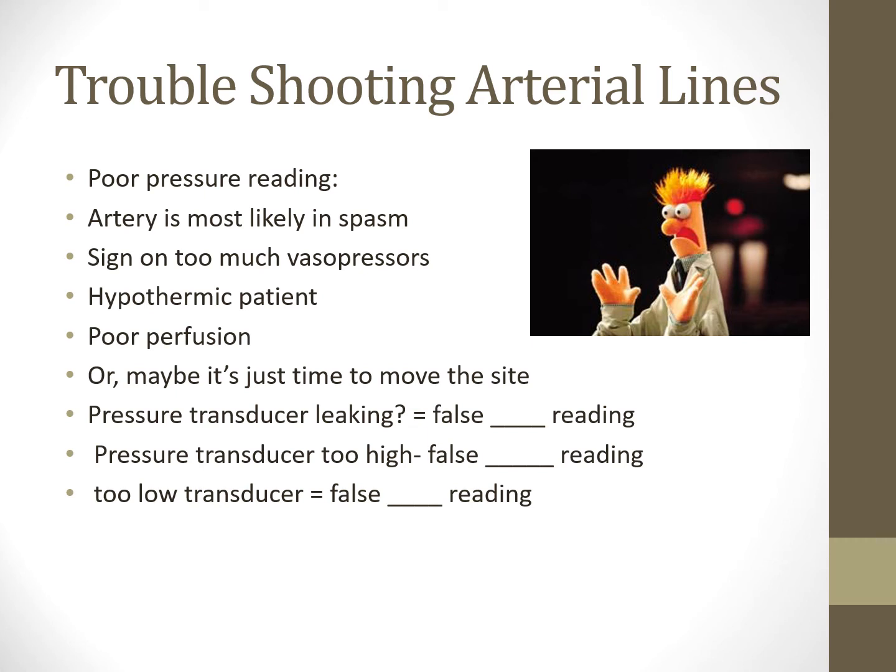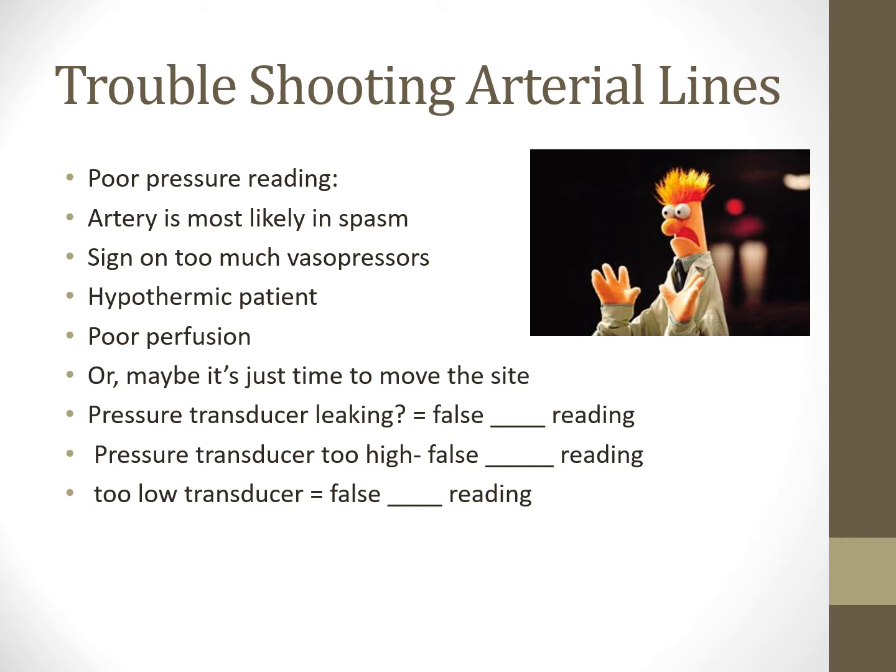If the pressure transducer is leaking, we'll have a false low reading, right? Because we have a leak in the system, so pressure in the system will be lost. So this will decrease the blood pressure reading. So we might think the patient is hypotensive, and we might be giving them fluids or medicine to increase their blood pressure, and that would be inappropriate, right?